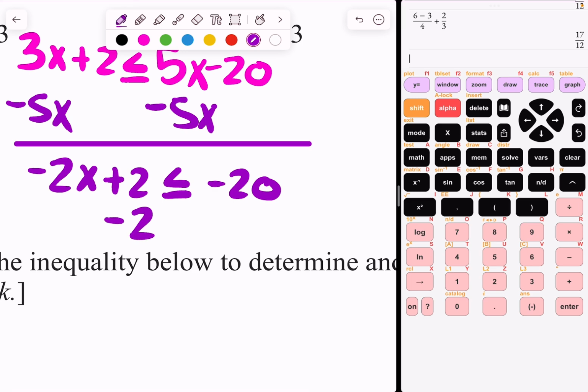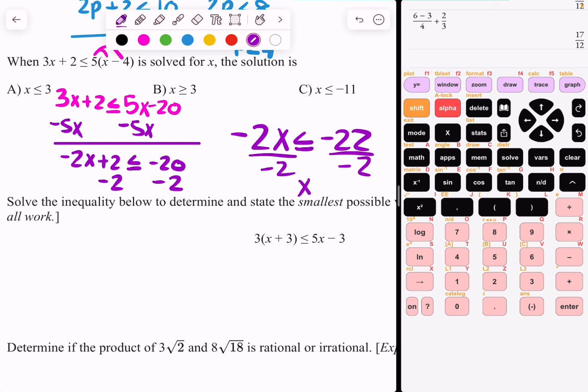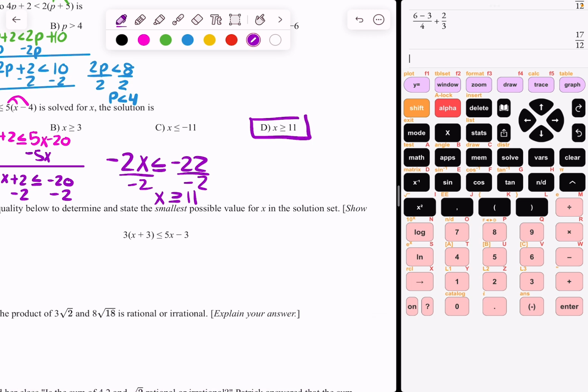To get rid of a positive 2, we subtract 2. We get negative 2x is less than or equal to negative 22. Because we are dividing by this negative 2, we are going to have to flip our inequality symbol and make it a positive 11, which is answer choice D.